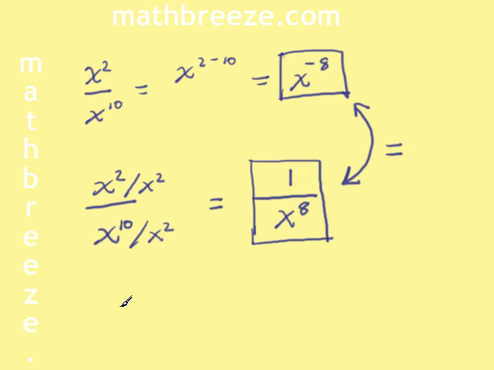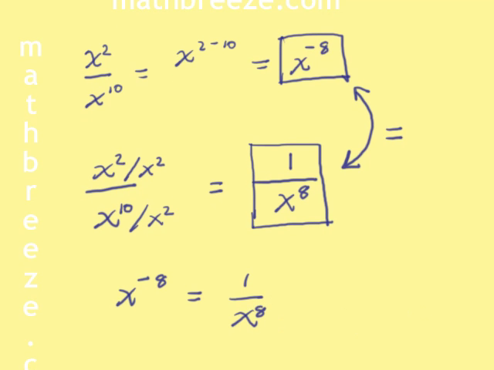So from this we see that x to the negative 8 is equal to 1 over x to the 8th. And in fact, we have another exponent rule which defines negative exponents. And here's the rule. A to the negative n is equal to 1 over a to the n, just like we have here. So this is always true as long as a is not equal to 0.